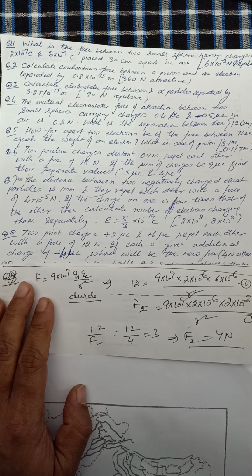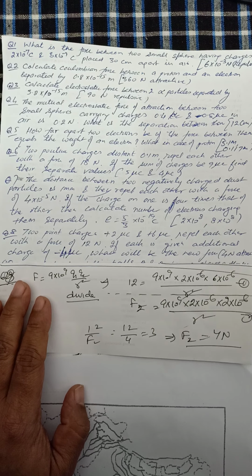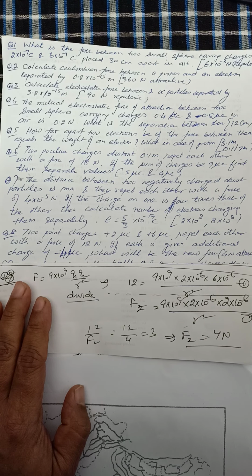This is equation 1. Now in the second case, when an additional minus 4 microcoulomb charge is given, the first will have minus 2 microcoulomb charge, but we are not using the negative sign in the formula. We are writing in place of Q1, 2 × 10^-6.